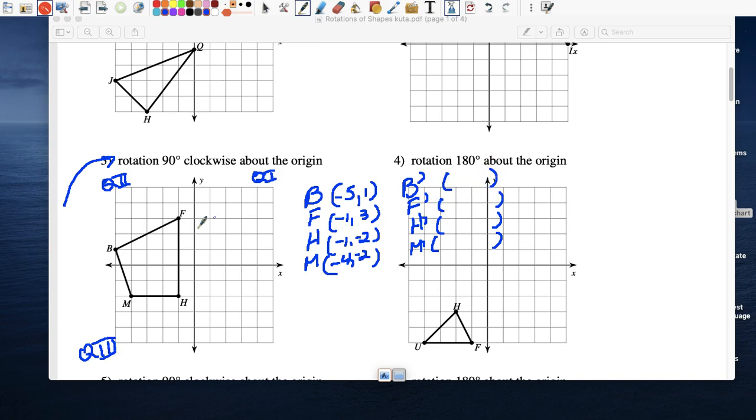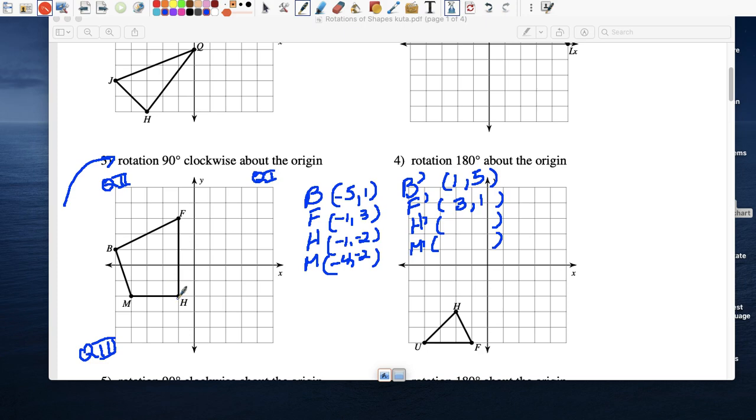So point B prime. Let's start with point B. When you shift over one quadrant counterclockwise, you switch positions, so -5 and -1. Just focus on the number, it becomes 1 and 5. And in quadrant 1, everybody's positive, so it becomes 1 and 5. Point F, which is -1 and 3, will become 3 and 1. And in quadrant 1, everyone's positive, so it stays as 3 and 1.